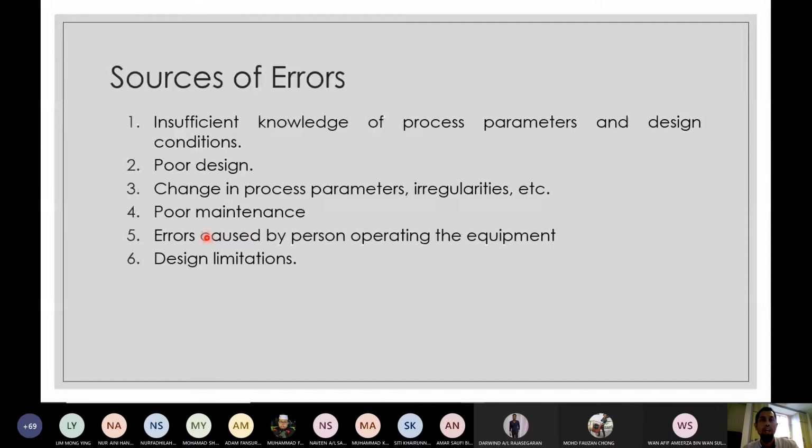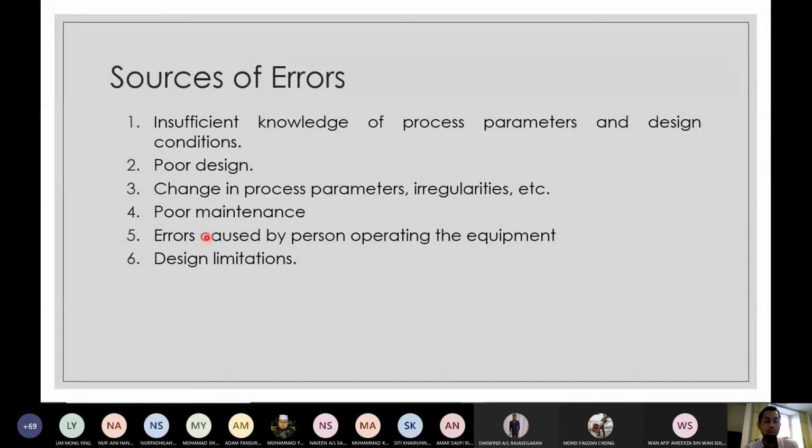Okay, these are the possible sources of error. It can be from insufficient knowledge of the process parameters and design conditions. It can come from poor design. When you do the measurement, the design of the measurement itself is poor. It can come from a sudden change in process parameters or irregularities that you did not detect. It can be from poor maintenance. Okay, the equipment or the measuring instrument is not properly maintained.